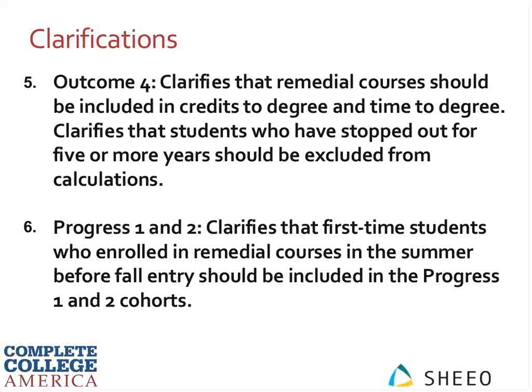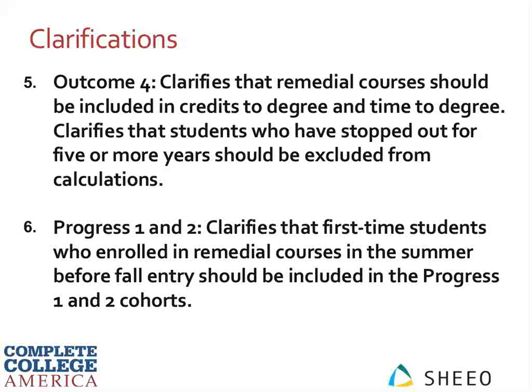And we also want to clarify some informal guidance that we've been giving in the past, but that keeps coming up, that students who've stopped out for 5 or more years should be excluded from the calculations. So if you can't see any indication that they've enrolled anywhere for a 5-year period, then just exclude them from credits and time to degree.